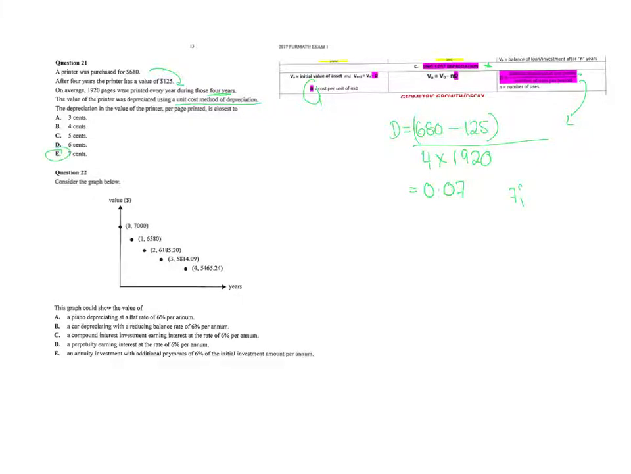Okay, question 22, consider the graph below. The graph could show the value of... First, I'm going to say it is depreciating, it's going down, and it's got a curve. So it would not be flat rate. Flat rate would be a straight line, so I'm going to cut that one out. It's not a compound interest investment, that would be growing, that would go up. A perpetuity earning 6%, perpetuities remain the same, so if it was graphed, it would be a straight line. So it's definitely not that. And an annuity investment with additional payments, they're making extra payments into this, so it's growth. So really the only one left is B.